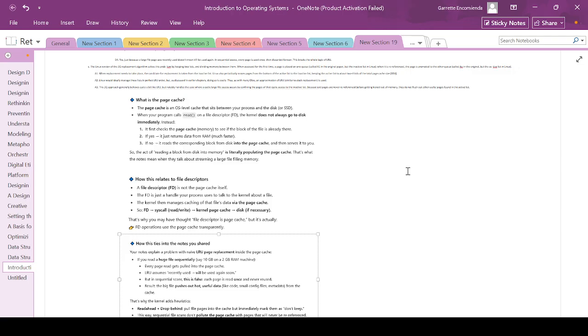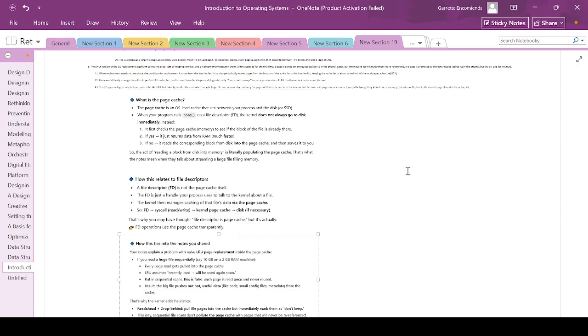So it collects the most commonly used data in that part of memory so that you can access it faster. So it sits between your process and disk. It first checks the page cache memory to see if the block of the file is already there. If yes, it just returns data from RAM, much faster. If no, it reads the corresponding block from disk into page cache and then serves it to you.